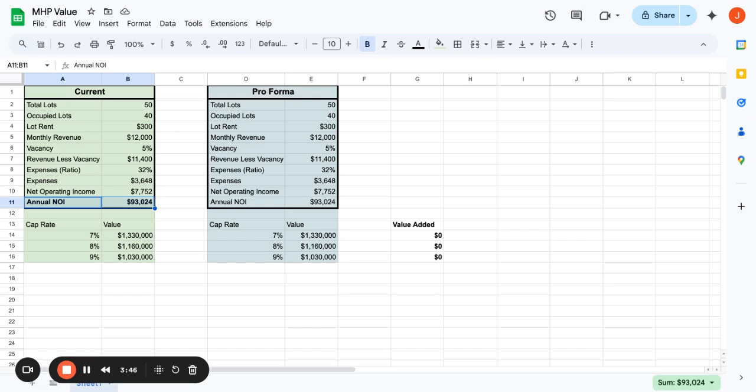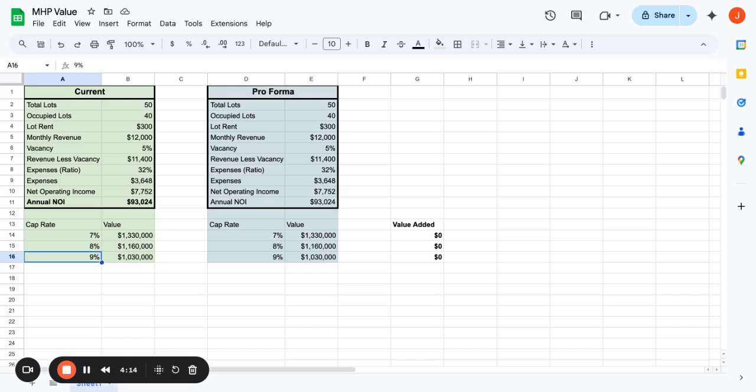And the reason being is that people buy these properties based on a cap rate. So in this example here, we have 3 different cap rates just to illustrate the point. And you'll notice here that a 7% cap rate is a higher value for the property than a 9%. And a good way to explain this a little bit more simply is that if you pay $1 million for a property and it has $100,000 a year of net operating income, you're getting 10% on your money.